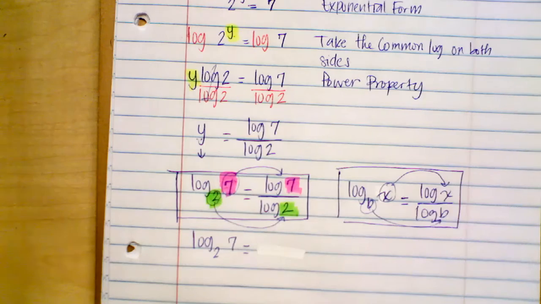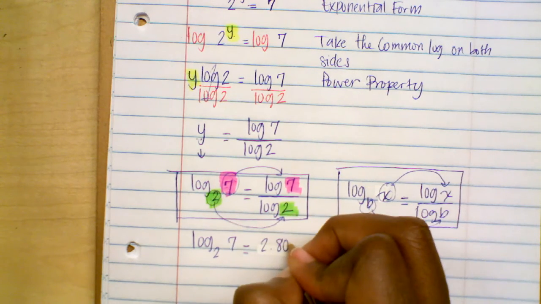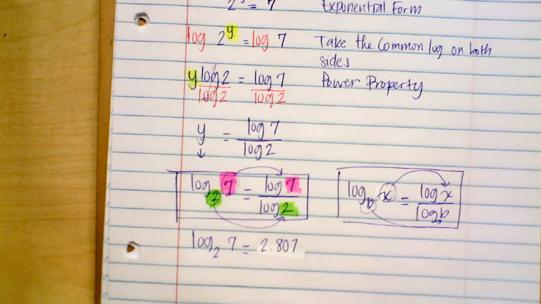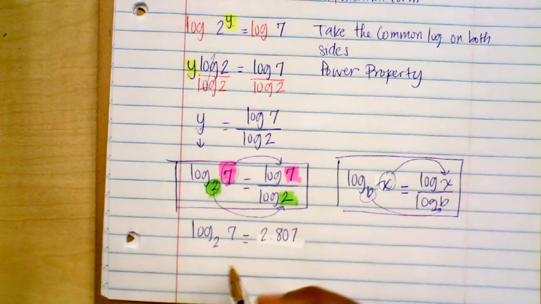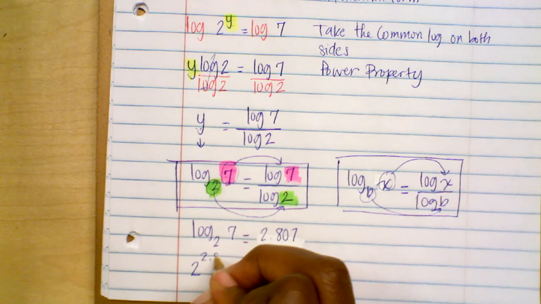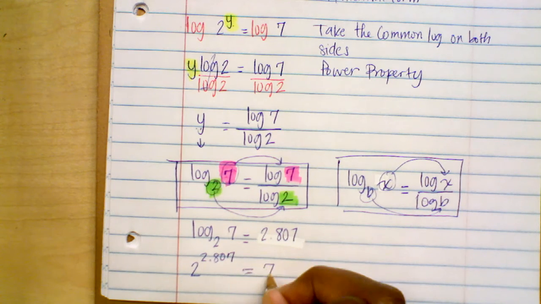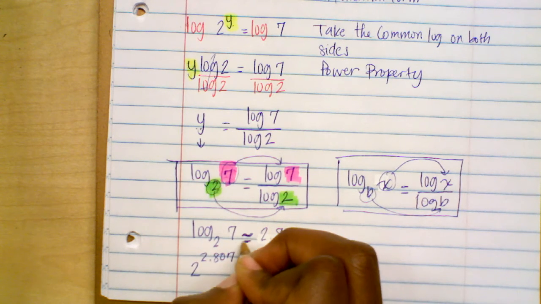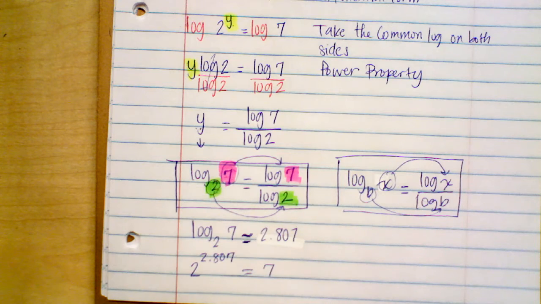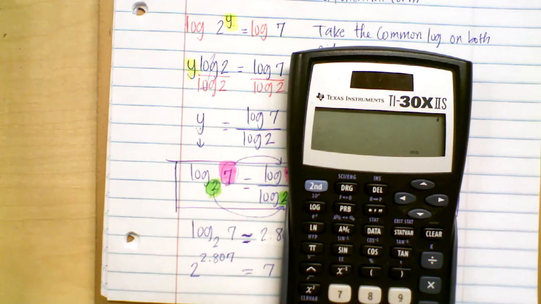So I'm going to write here 2.807. That's the final answer. To check, the exponent you give to the base 2 is about 2.807. Let me approximate, it's not actually equal. Let's see if it's close. I'm going to go down two arrows and use the exponent of 2.807.